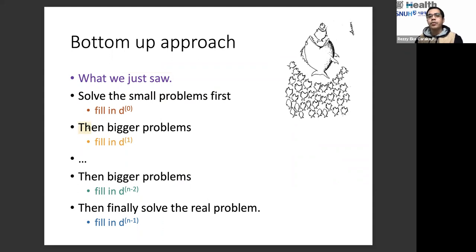On the other side, we can also find the bigger problem by filling in D1. So we can start with D0, D1, then the next step one ahead, until the bigger problems. Or we can get the information for filling in D(n-2). And finally, we can solve the problem with D(n-1). For example, this one is our first step, D0, this one is D1, this one is D(n-2), and this one is D(n-1) to solve the problem. This is only an example, for illustration.